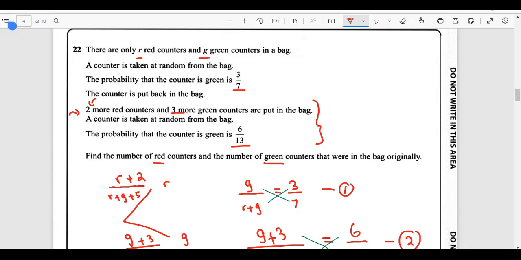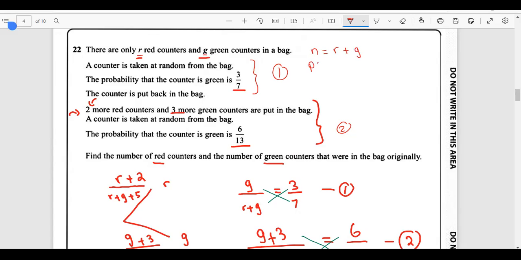So you are done with the understanding, right? You know what exactly is happening. So we have two scenarios in this question. Here's the first one, and here's the second one. For the first one, there are only R red and G green counters in the bag. So N, that is the total number of counters, would be R plus G.